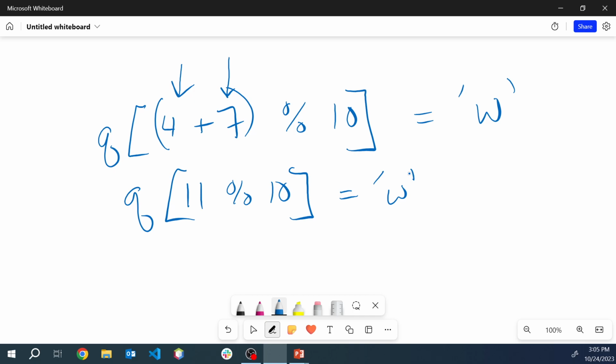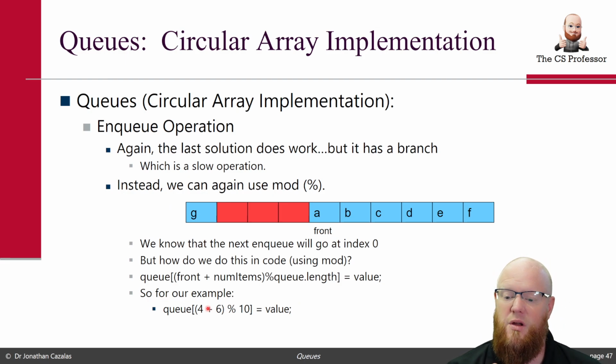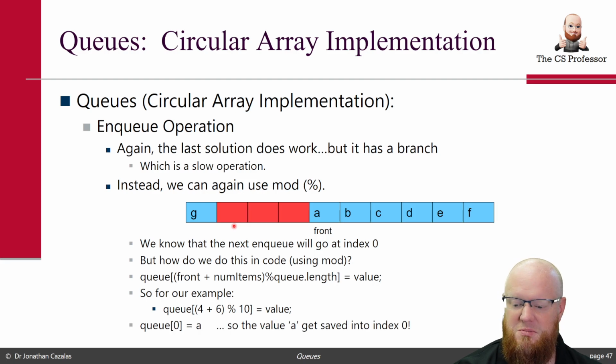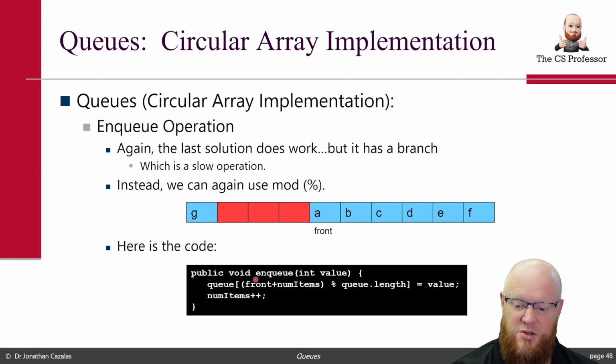Well, 11 mod 10, which means 11 divided by 10, what is the remainder? We're now going to get a remainder of 1, and that is precisely what we want, inserting this next value at index 1. Super cool that we're able to use mod to take care of that for us. So check out the final enqueue code for this array-based version of a queue. We want to insert this value. Where does the value go?